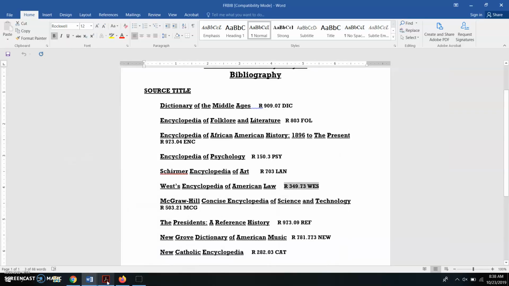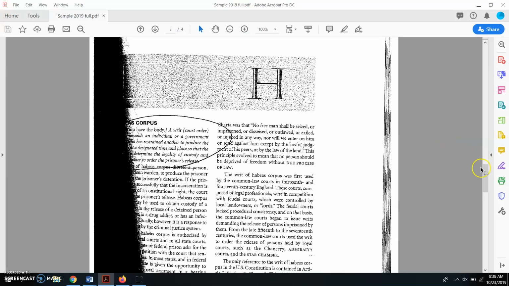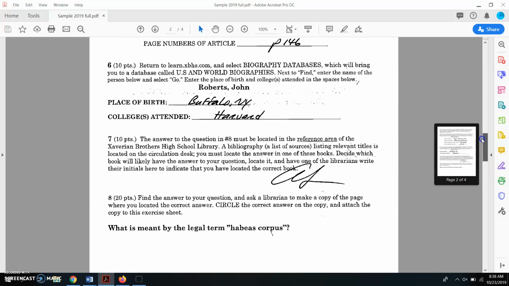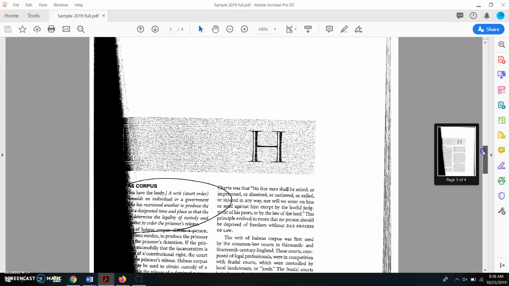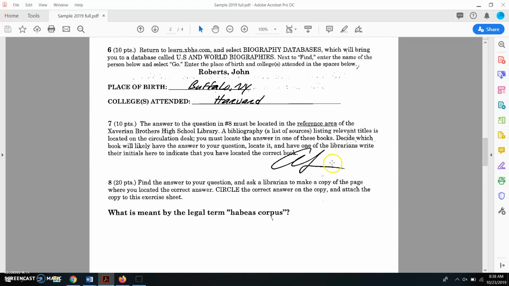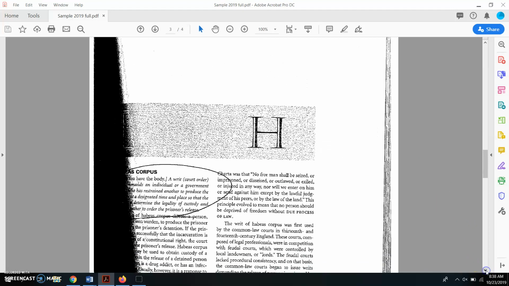So, is everybody clear on how that works? First step, figure out which book. Second step, get your book approved by one of the librarians, and then in number 7, right there, they'll initial it. Third step, find the answer in the book, and then fourth step, have the librarian make a copy, and then you circle the answer.